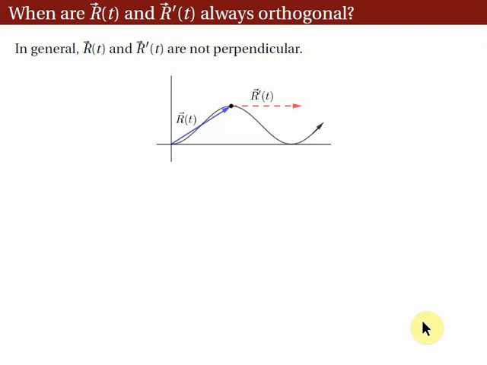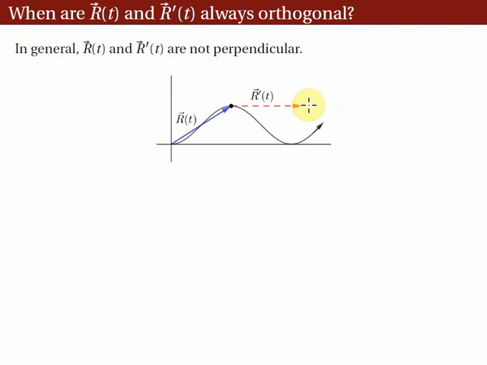Okay. So in general, r of t and r prime of t are not perpendicular. As we can see in this illustration, r of t is this blue vector. It is a vector in its position representation, so initial point at the origin. And r prime of t is a vector tangent to the graph of r of t in the direction of increasing t. So r and r prime are not always orthogonal.